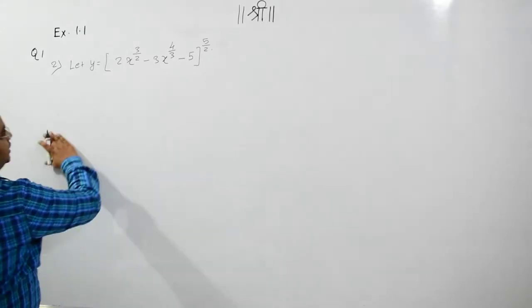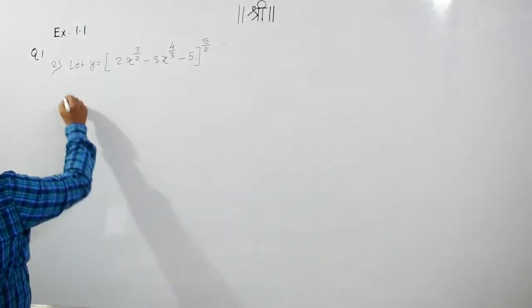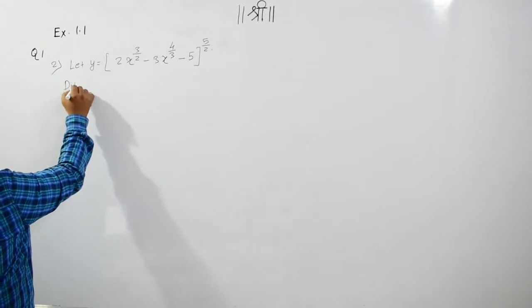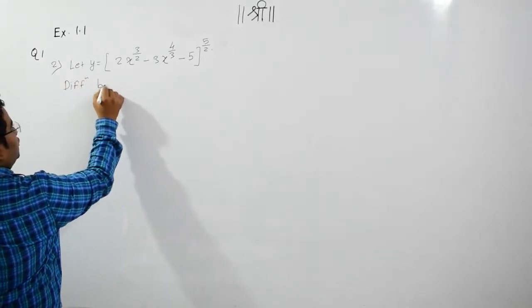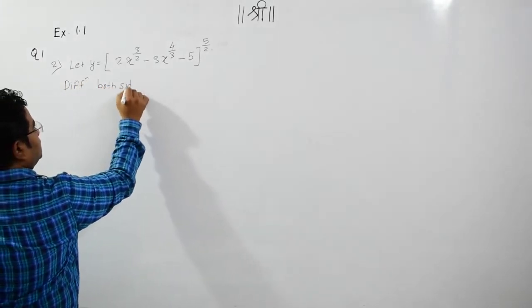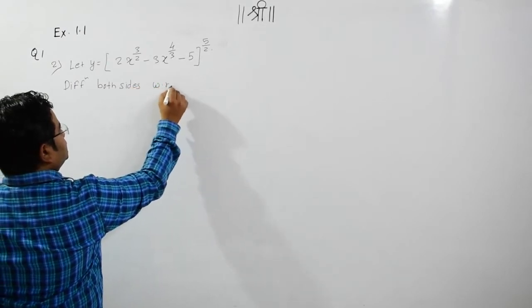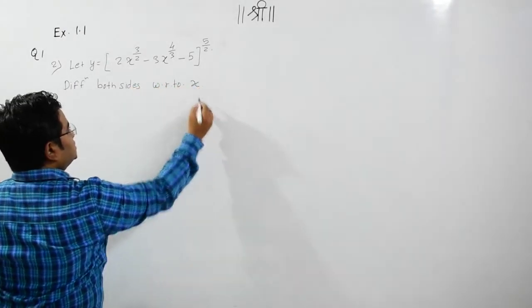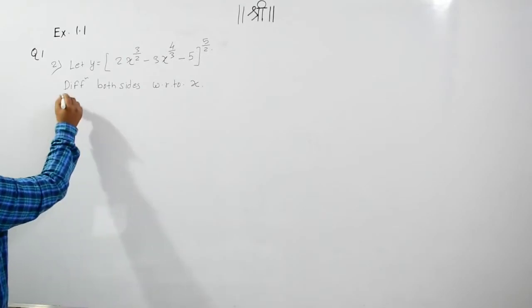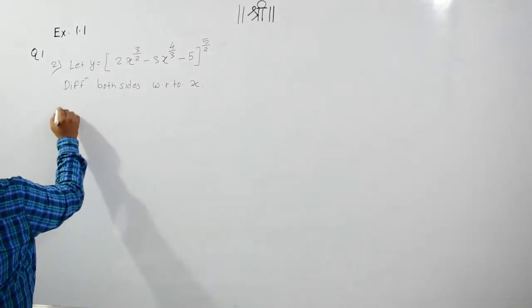Again for this, if you are doing this problem with method 1, that will be fine. If you are doing it directly, then that's the easiest way. So differentiate both sides with respect to x. Okay, next step, differentiating both sides with respect to x, what will happen?